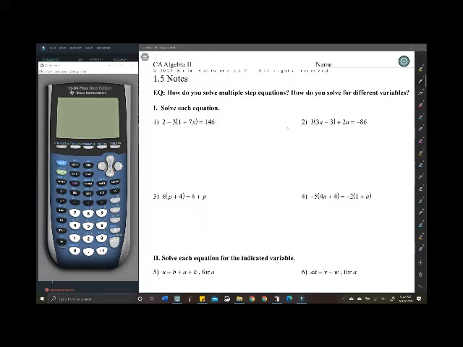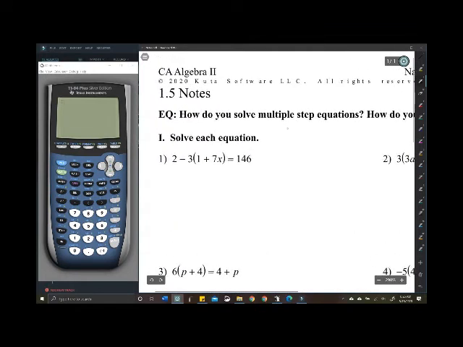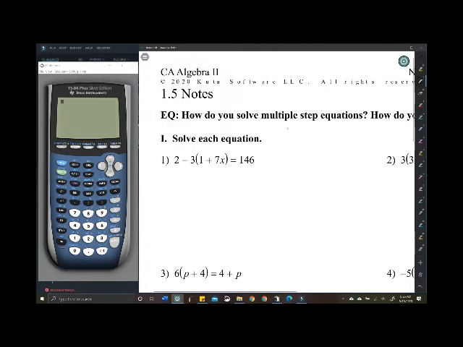Welcome to lesson 1.5. How do you solve multiple step equations and how do you solve for different variables? The first part is mainly review, solving each equation. We did a little bit of this in 1.3 and 1.4. Just remember, when you're solving equations, you want to keep everything balanced. So again, maybe just a little review here for you.